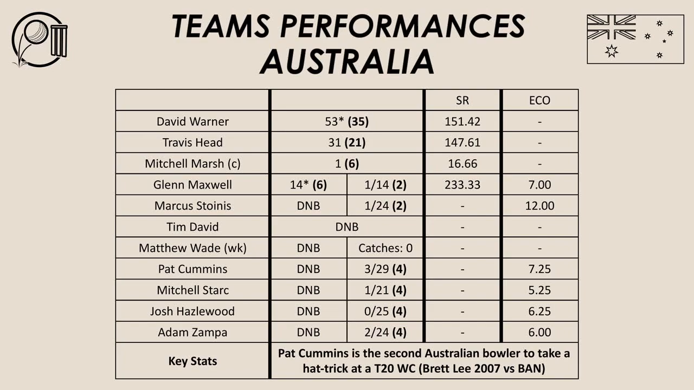The 65 set the tone for Australia in the run chase and put the Bangladesh bowlers under pressure. And it's good signs that Australia have David Warner and Travis Head scoring runs consistently in the last 2 games. Travis Head has done pretty well, and David Warner is starting to get some consistency with his run scoring.